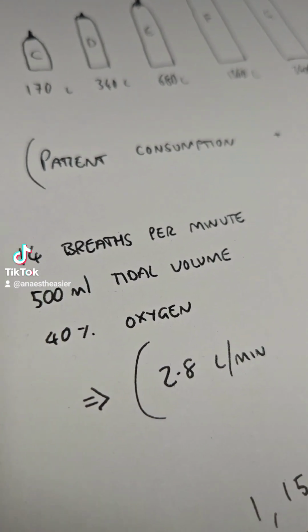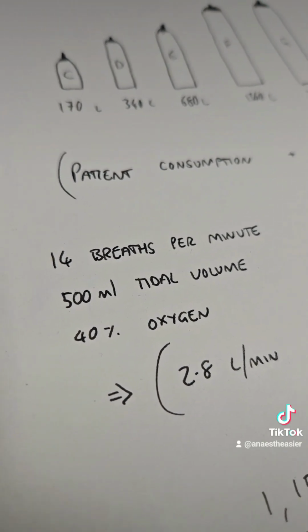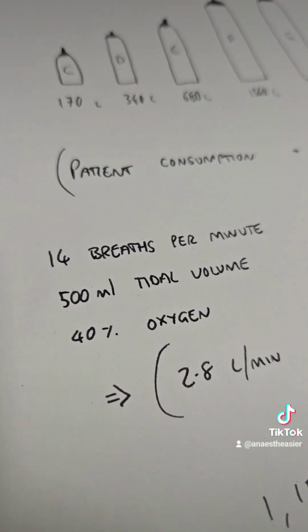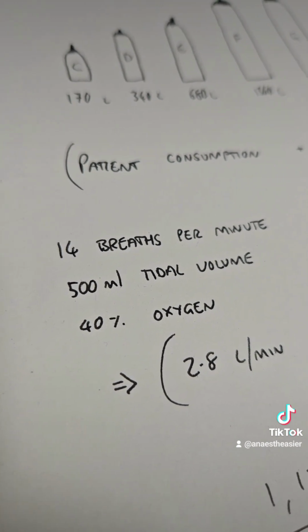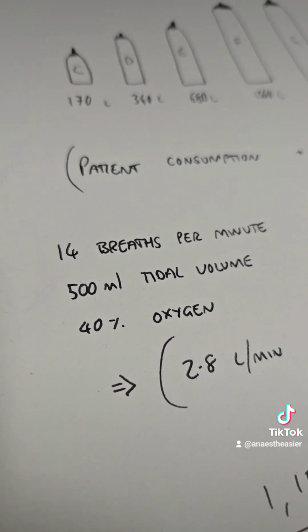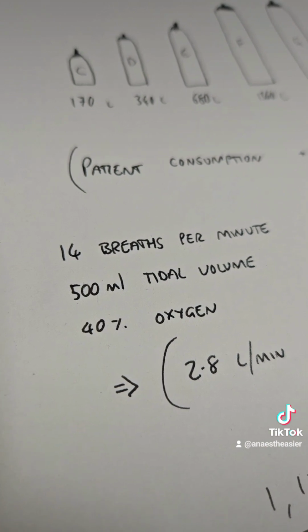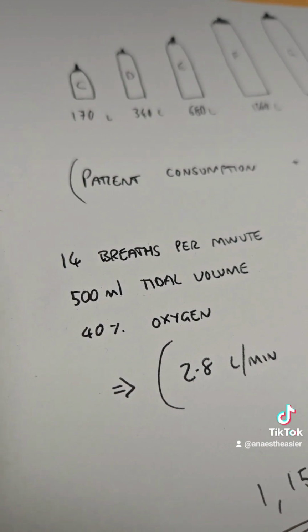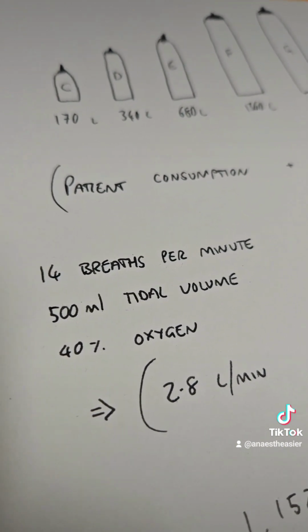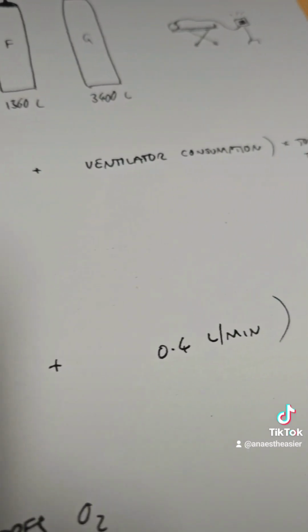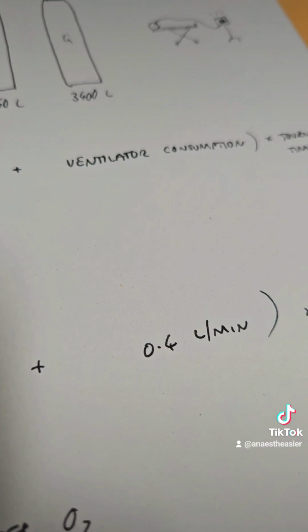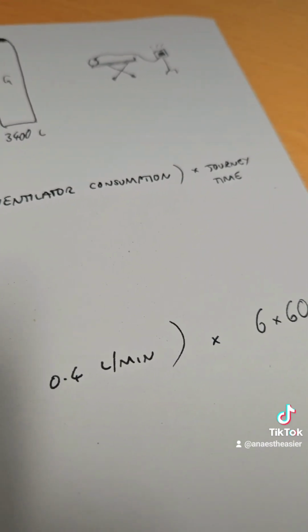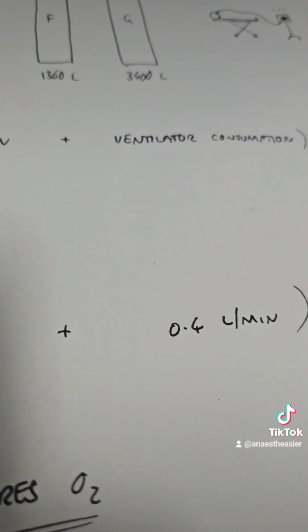When you're doing the calculations, make sure you're not getting mixed up between millilitres and litres. So I convert everything to litres. So I would say 14 times 0.5, and then the 40% should go as a fraction or a decimal, so 0.4. So 14 times 0.5 times 0.4 gives you 2.8. So you add those together, patient consumption plus ventilator consumption, and that gives you a total of 3.2 litres per minute. Then we need to know how many minutes.